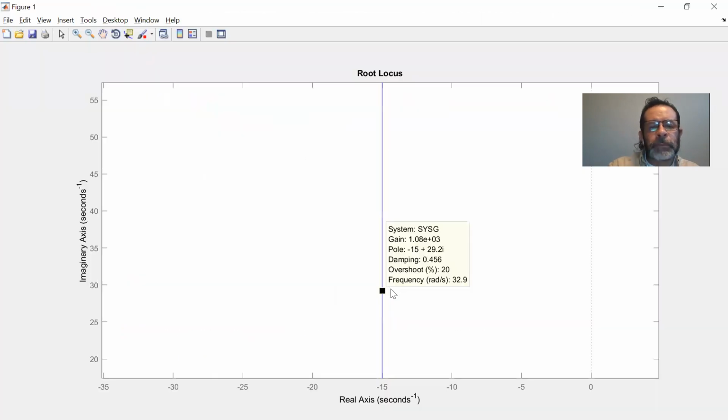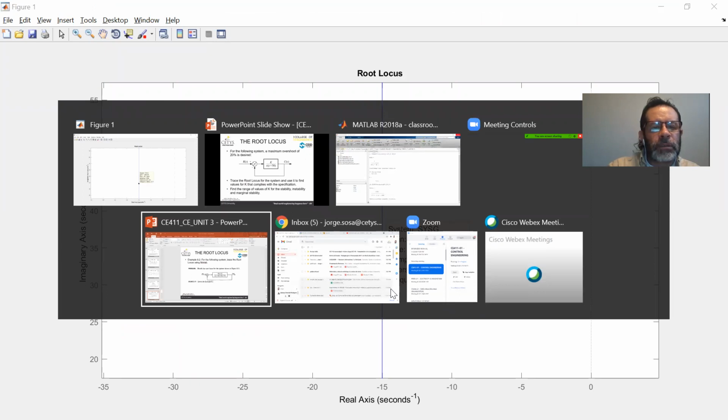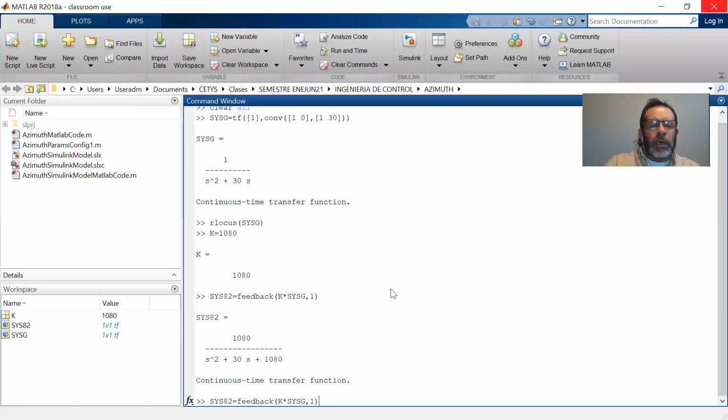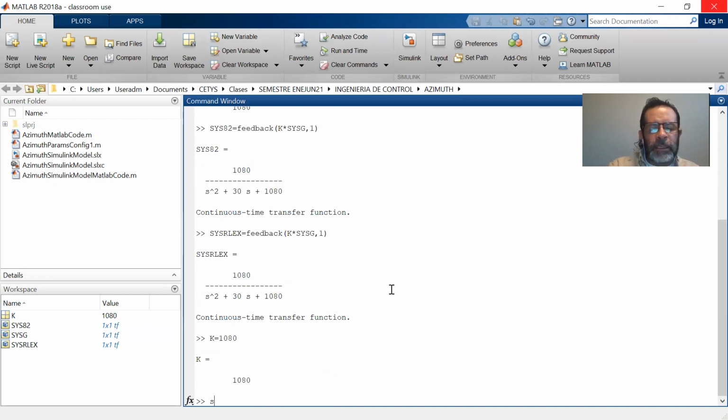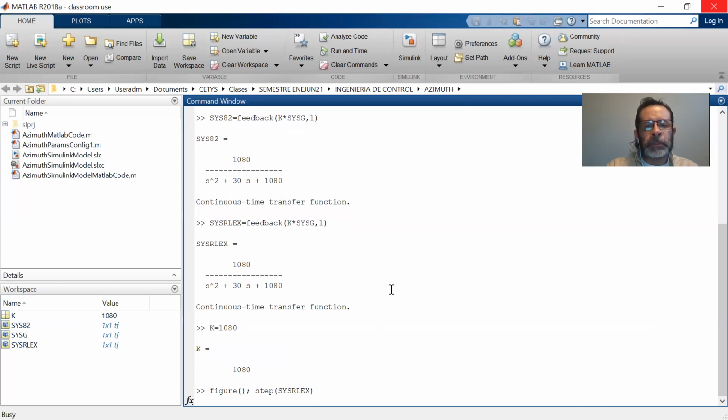this isn't sys 8182, this is this example. Oh, this doesn't have a number. So instead of calling it sys82, I'm going to call it sys x. Call it. And I'm going to say again that k equals 1080. Well, I didn't remove it anyway. And let's do a figure and a step of sys x. See what happens there.